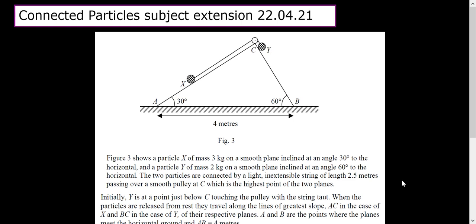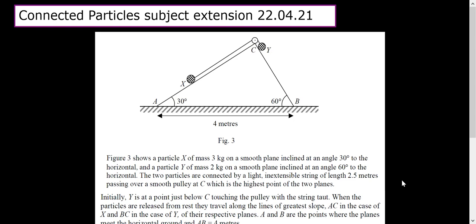This one, as you can see, we have two diagonal planes with the pulley at the point C at the very top, and we're going to have to do a little bit of extra resolving, but the point of working through this question is just to really show you that the process is no different to that you're used to.